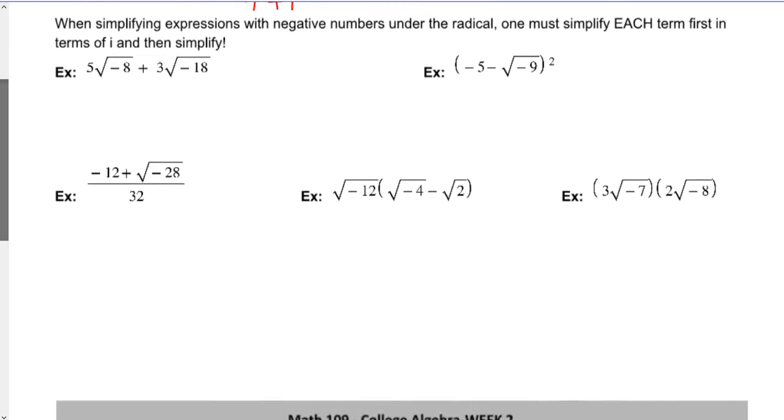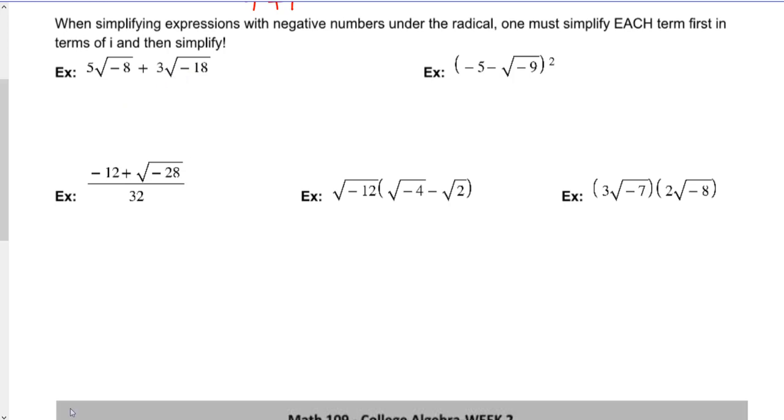All right, very good. Let's try this next one. In simplifying expressions with negative numbers under the radical, one must simplify each term first in terms of i and then simplify. So we saw some of these problems before. The difference was this was a positive under here and not a negative.